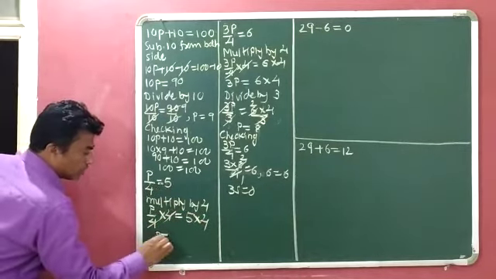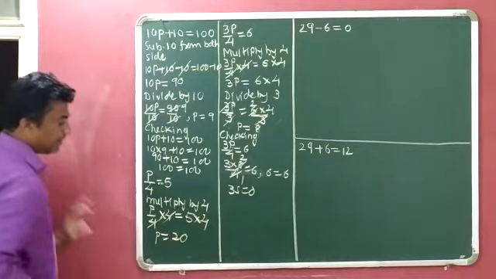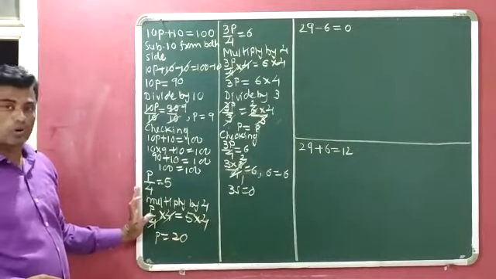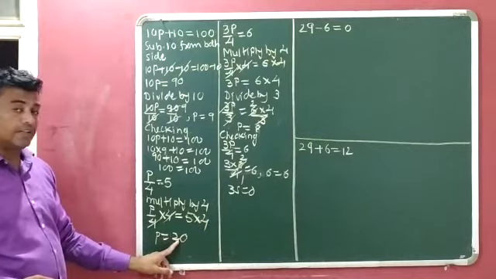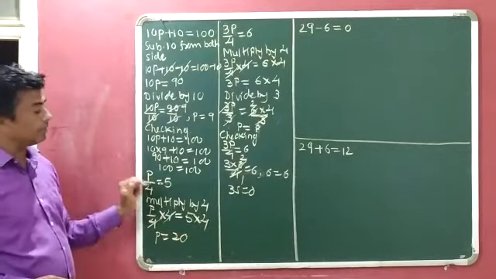4 cancel. So P is equal to 5 4s are 20. Checking you can do yourself. Now P is equal to 20 is the solution of the given equation.